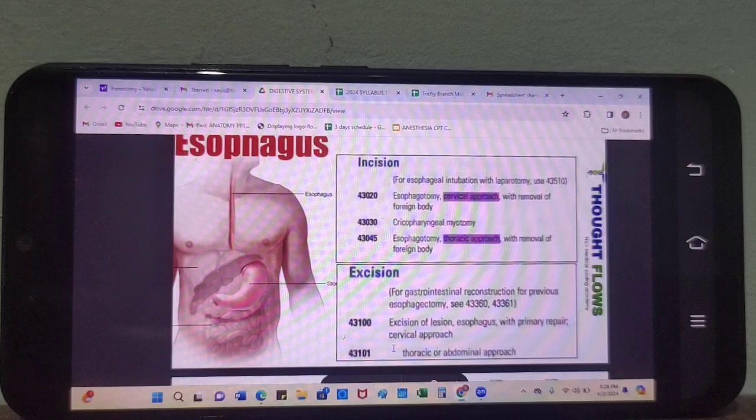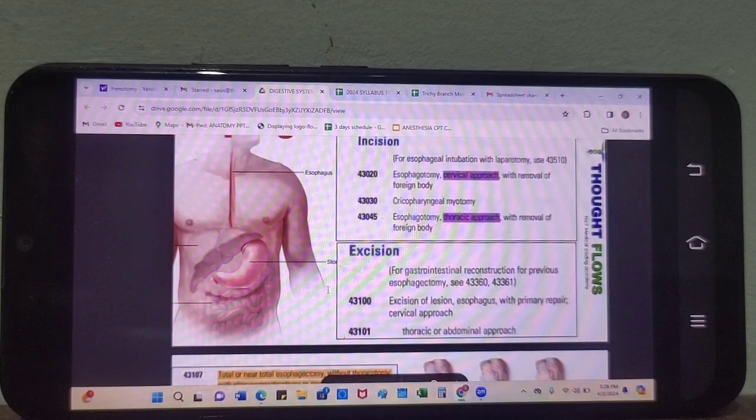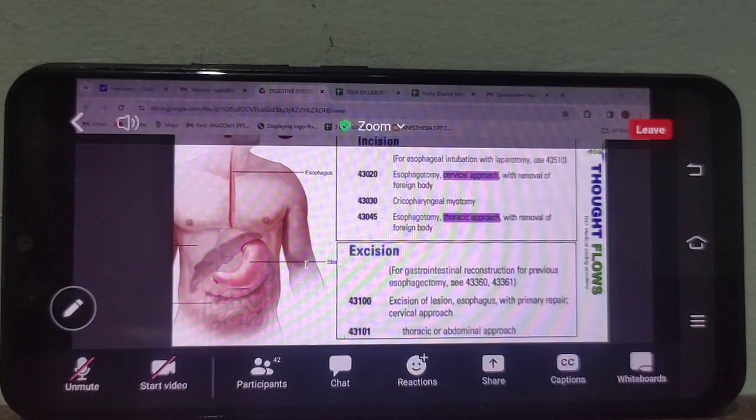Next. Ma'am, can you repeat cricopharyngeal myotomy once again? Removal of muscle from the pharynx. That is cricopharyngeal myotomy. Did you understand that? Yes, ma'am. Next.